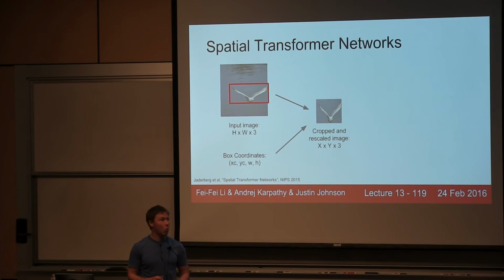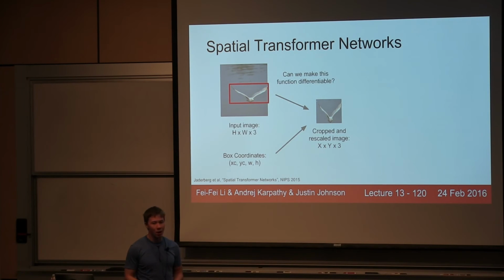So the idea is that we want to have this input image, our favorite bird, and then we want to have this sort of continuous set of variables telling us where we want to attend. So you might imagine that we have the center and width and height of some box of the region we want to attend to. And then we want to have some function that takes our input image and these continuous attention coordinates and then produces some fixed size output. And we want to be able to do this in a differentiable way.